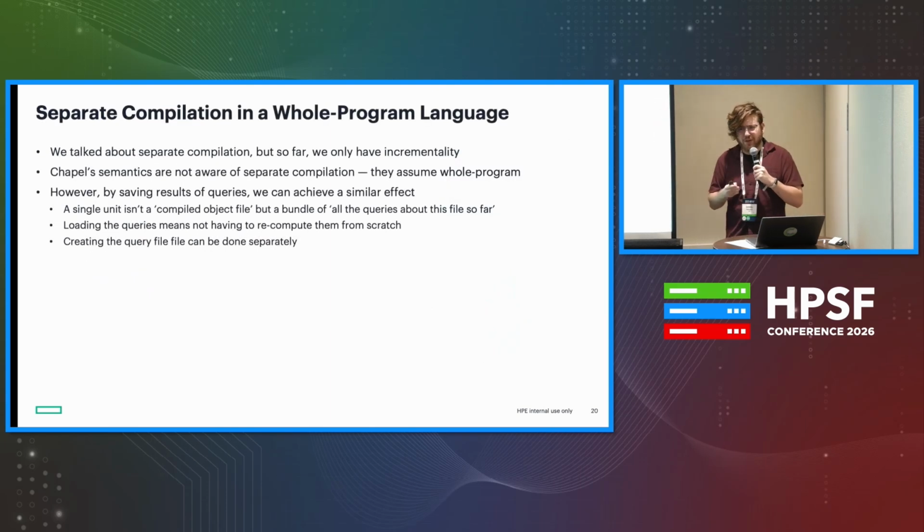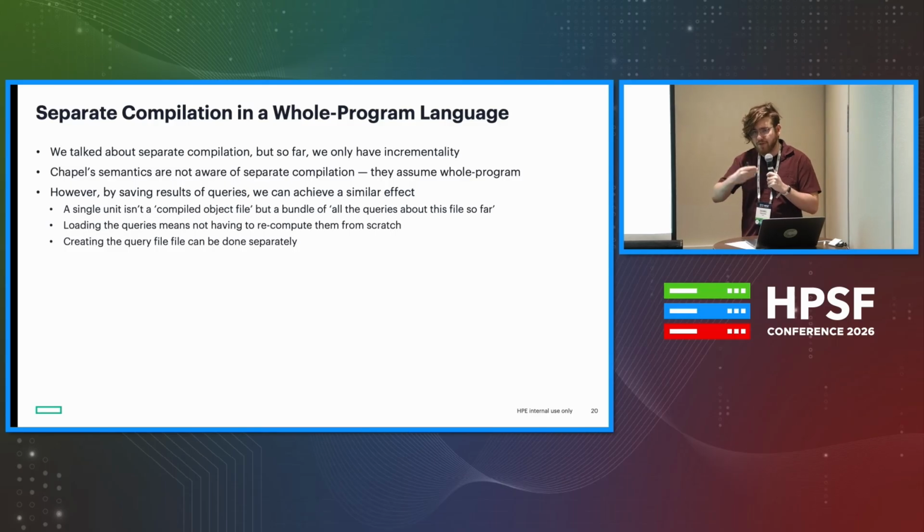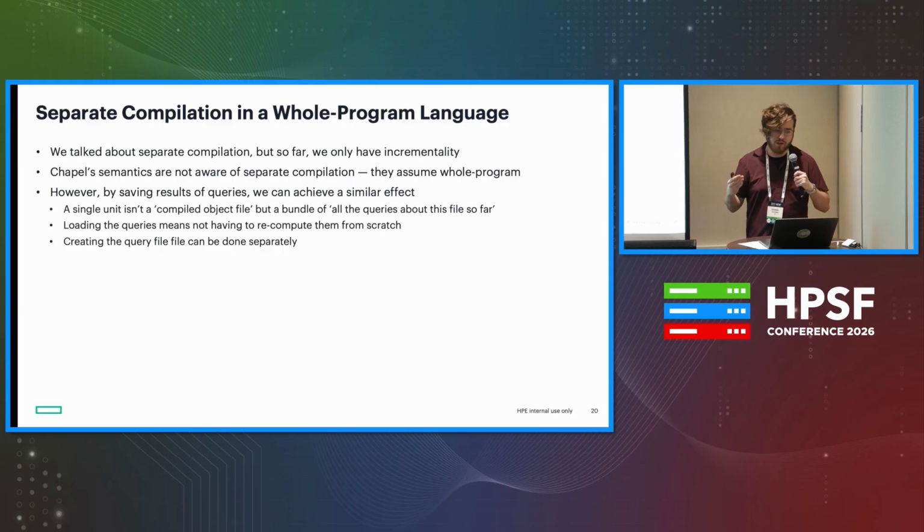And we talked about separate compilation and query-based compiler architectures. So Chapel is not a language that suits itself well to separate compilation automatically. So languages like C or C++, they have compilation units. They can have forward declarations and basically compile independently given those forward declarations. Chapel can't really do that.